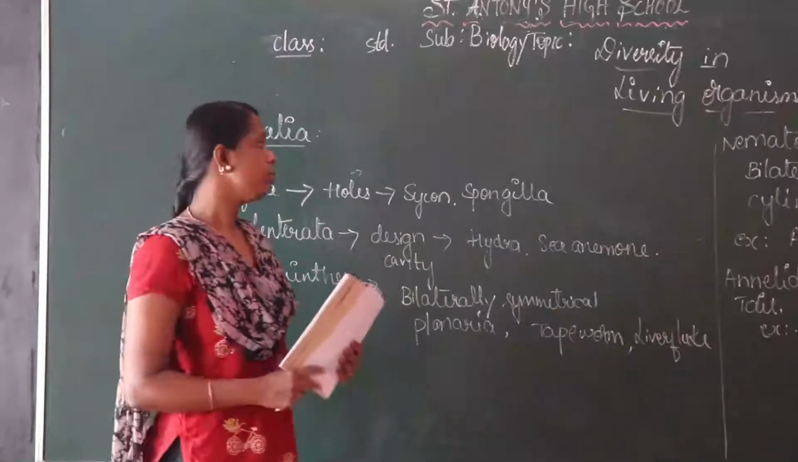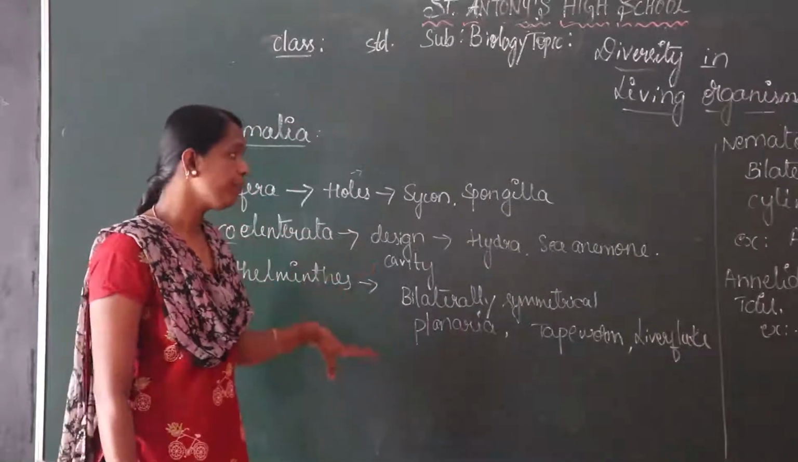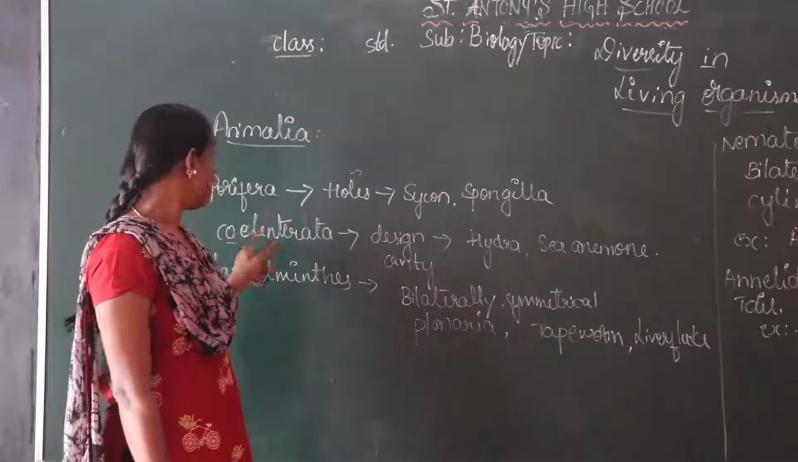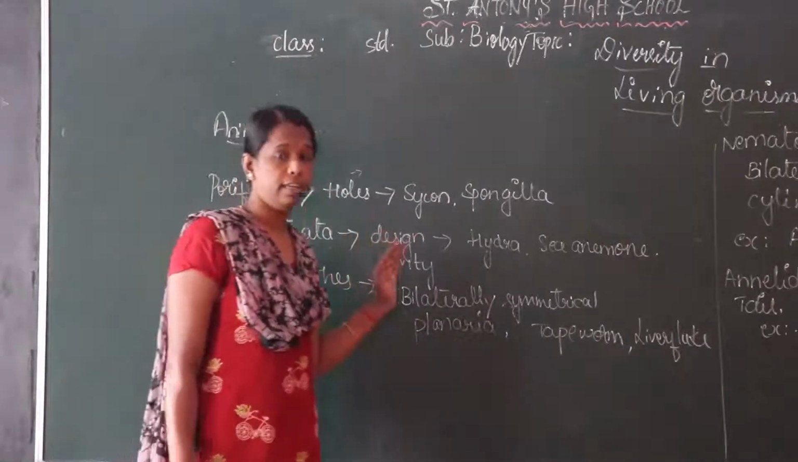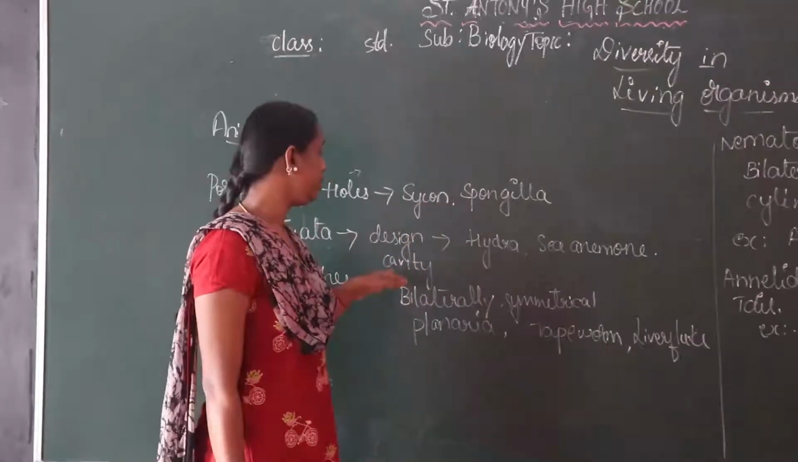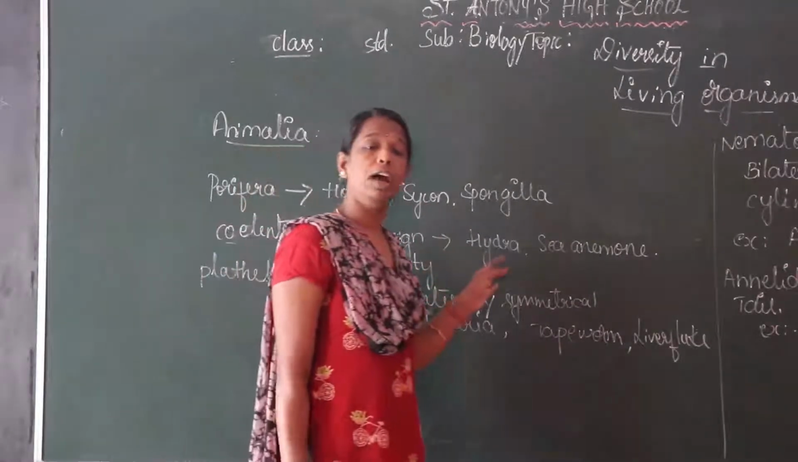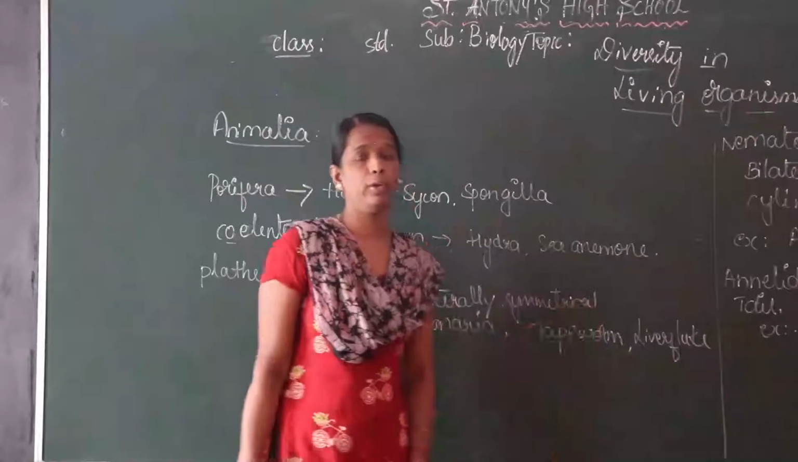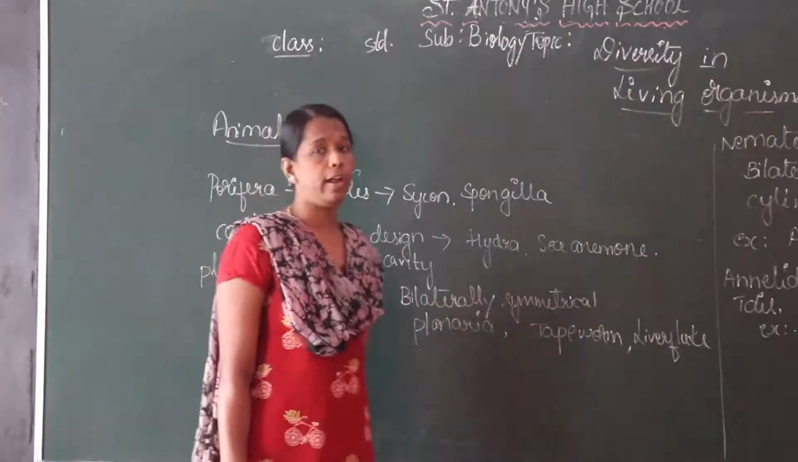Usually they live in the deep of the sea. This is a differentiated cavity body design, with an outside lining and an inside lining. Examples for that are hydra, sea anemone and corals.